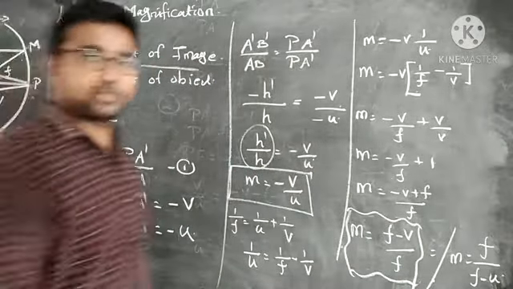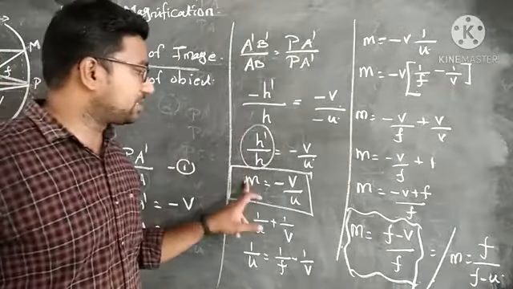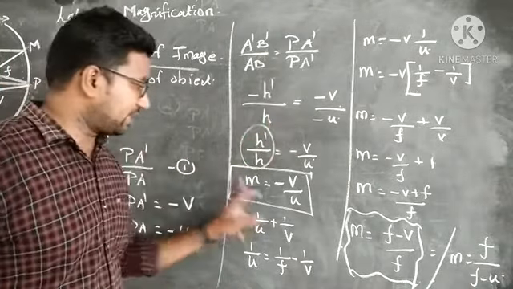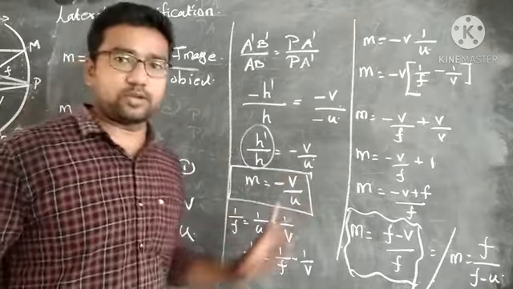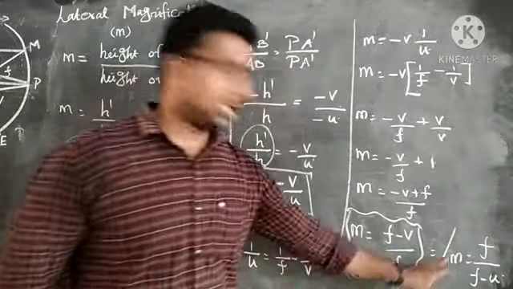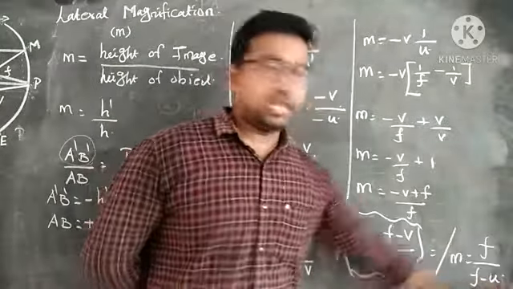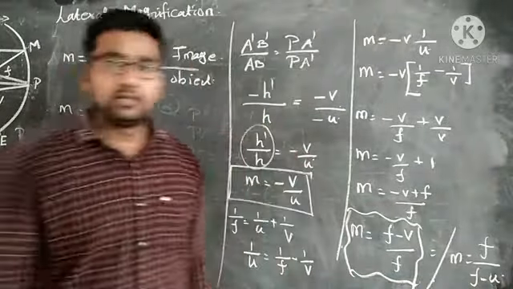Very important formulas, students. By using the lateral magnification formula, m is equal to h prime by h, otherwise m is equal to minus v by u, otherwise m is equal to f minus v divided by f, otherwise m is equal to f divided by f minus u. Thank you.